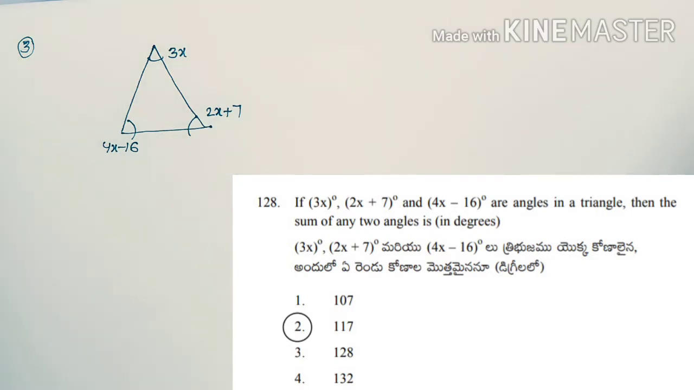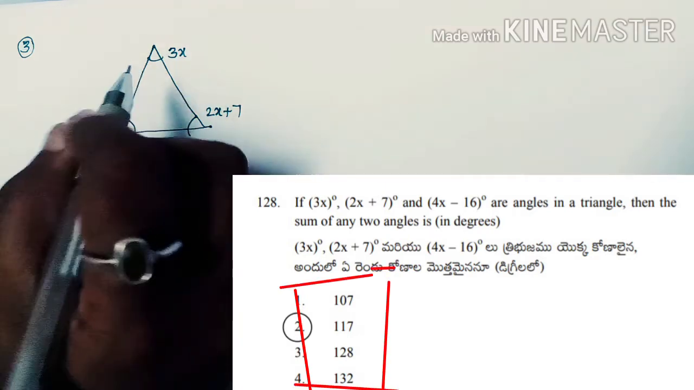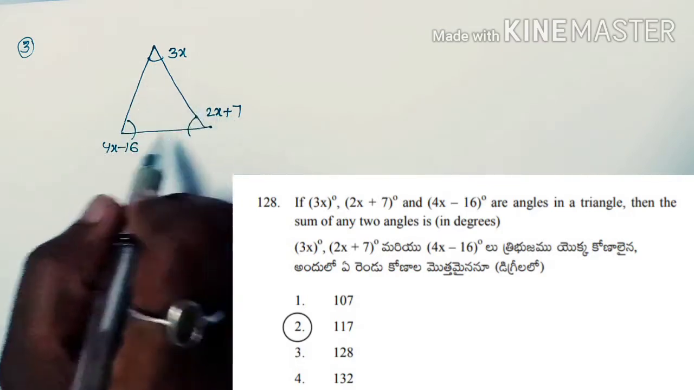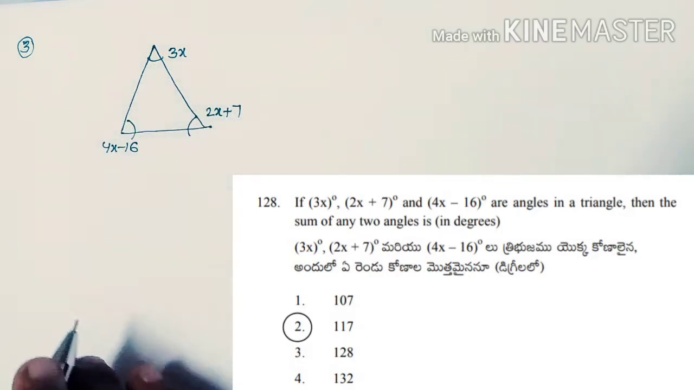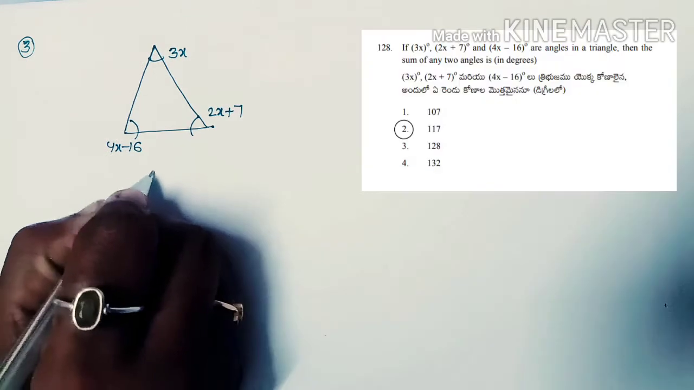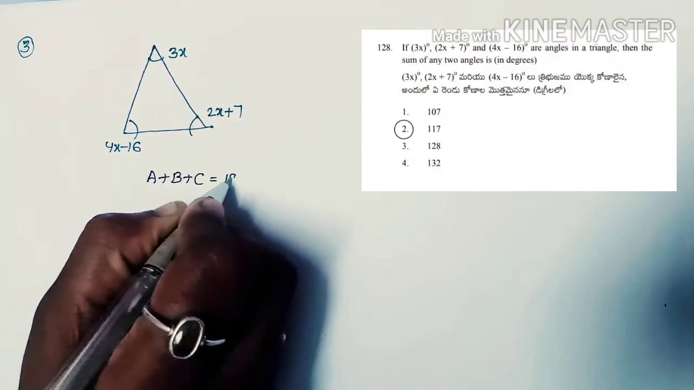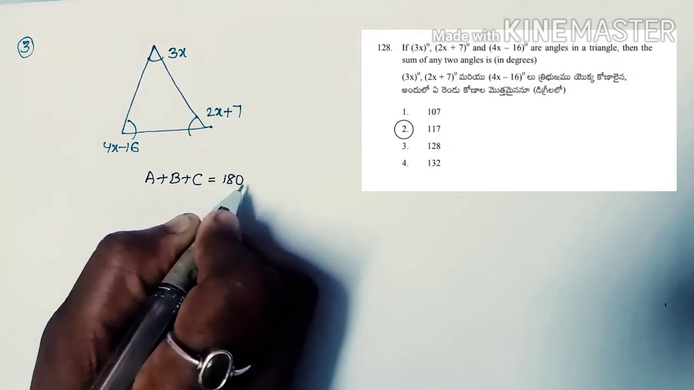Next problem: if 3x degrees, 2x plus 7 degrees and 4x minus 16 degrees are angles in a triangle, then the sum of any two angles is equal to, the options are 107, 117, 128 and 132. Given that 3x, 4x minus 16 and 2x plus 7 are the angles in a triangle. Angles in a triangle means the sum of the three angles is equal to 180 degrees.